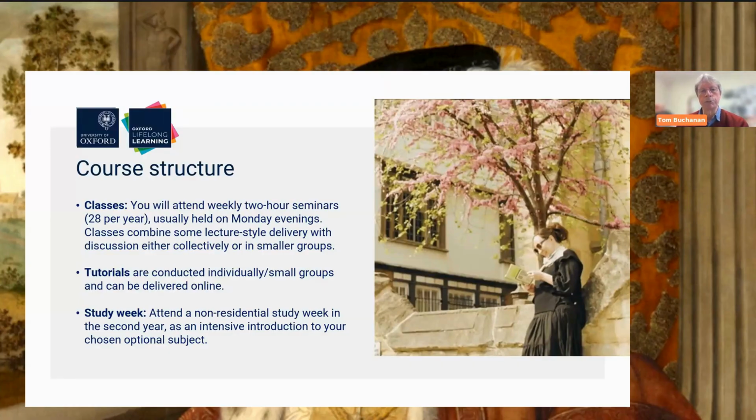And in the classes, you'll get some kind of lecture style delivery, backed up with slides and handouts and that kind of thing. But there'll also be quite an element of discussion. People will be chipping in with questions throughout the class, but also we'll be having formal discussions of, say, documentary material, works of art, that kind of thing, in smaller groups as we go along.